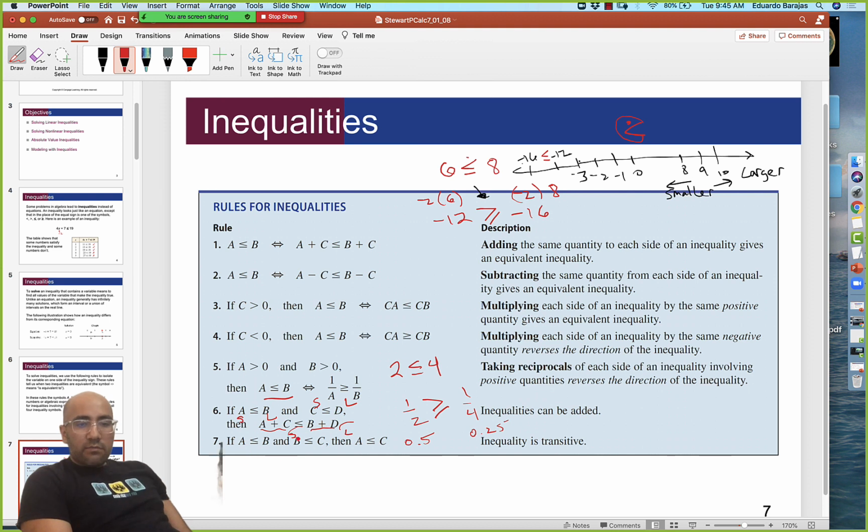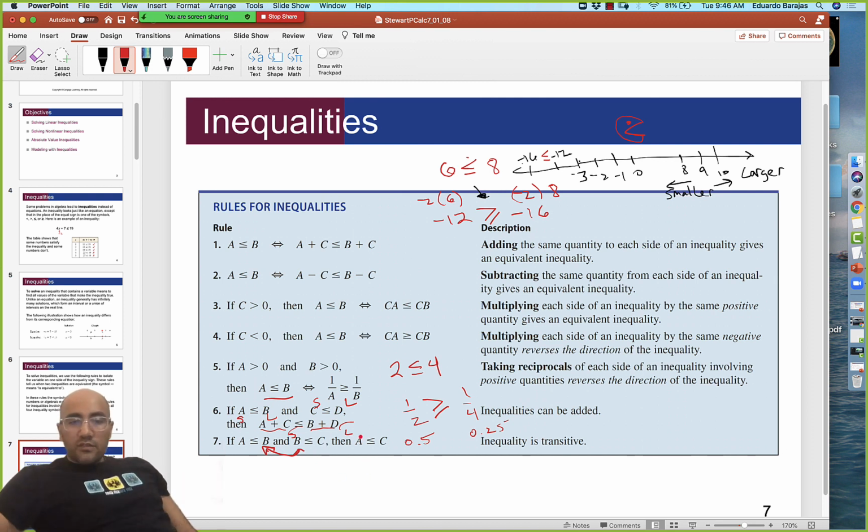Okay. If A is less than B and B is less than C, then A is less than C. Good. So this one is less than the B, and it's very important in this case that this is the same value there. This A is less than B, but B is less than C, so then we can connect it and say that A must be less than or equal to C. That's what that last property is.